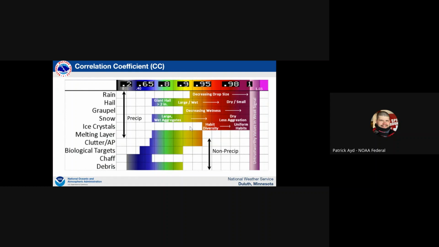If we have more dry snow, less aggregation, crystal habits that are much more uniform, CC is going to be very high. If we're mixing in different crystal habits, i.e., different types of snowflakes, if they're aggregating up, if they're starting to melt a little bit, we just get a whole lot more stuff going on. So it's hard for the pulse to remain the same or act the same, and that's why CC does drop out.